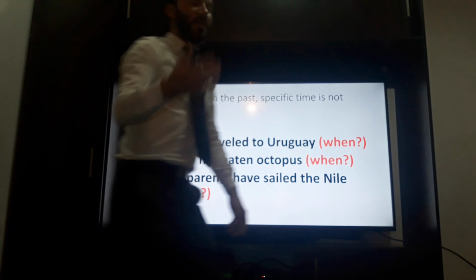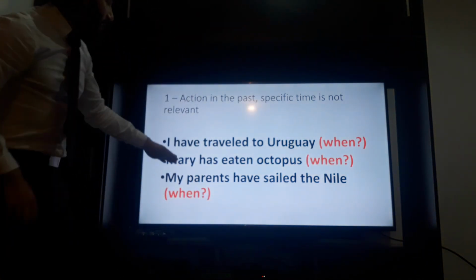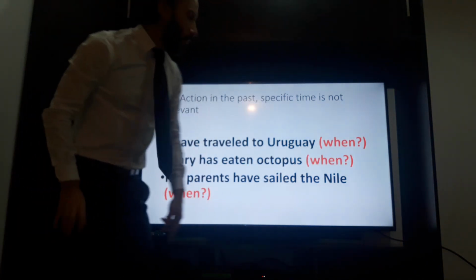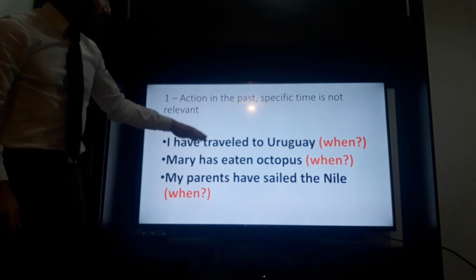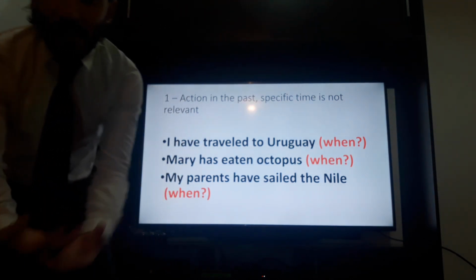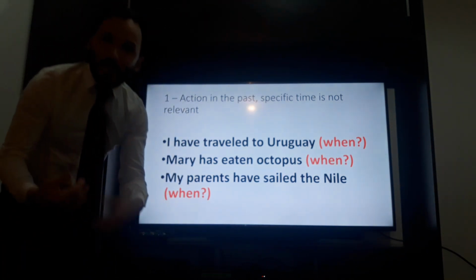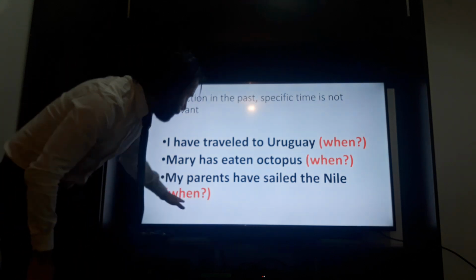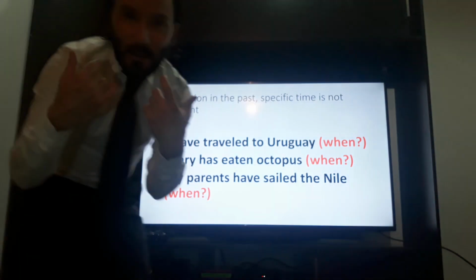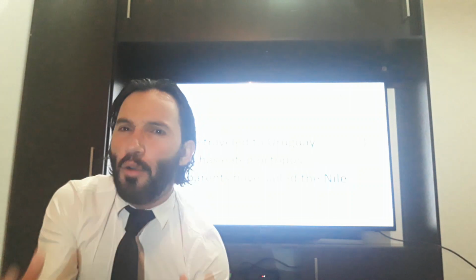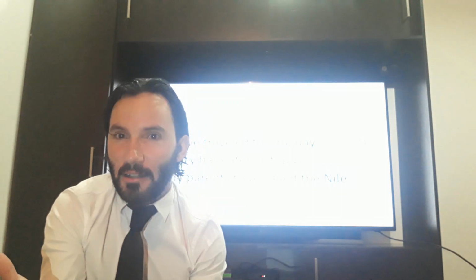Here we got another example. My parents have sailed the Nile. When I say my parents have sailed the Nile, I'm not expressing when. But my expression here is that in any moment of their lives, they went to Egypt and they took a boat and they went on the Nile River sailing. Okay, so that means that my parents have sailed the Nile.